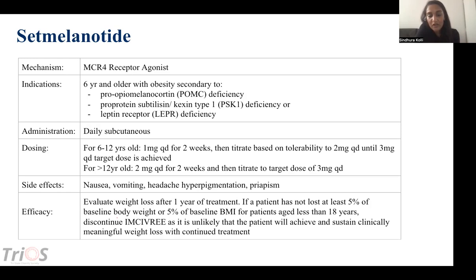The efficacy is we're going to evaluate weight loss after 1 year of treatment. So if they've not lost at least 5% of their baseline body weight, or 5% of their baseline BMI for patients aged less than 18 years, we're going to have to discontinue this medication as it's unlikely that they're going to achieve meaningful weight loss with this alone.